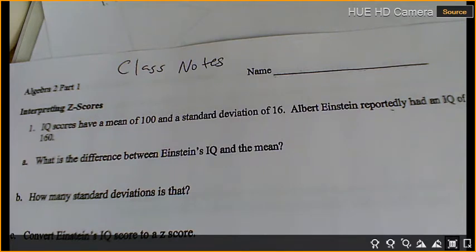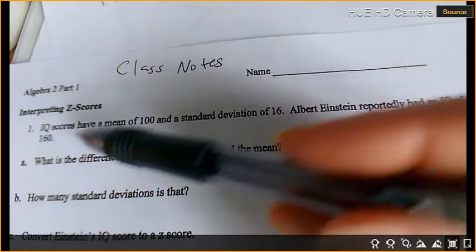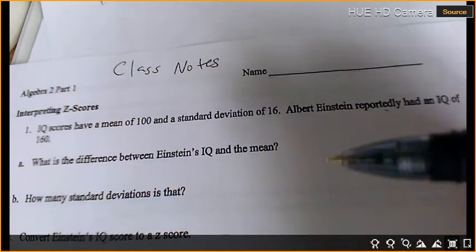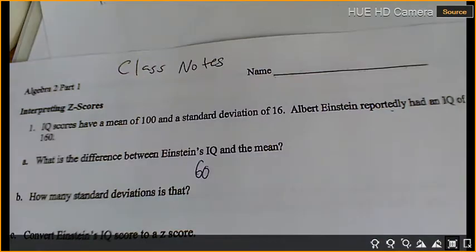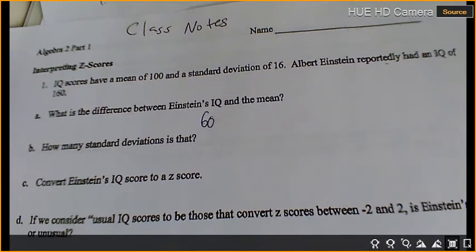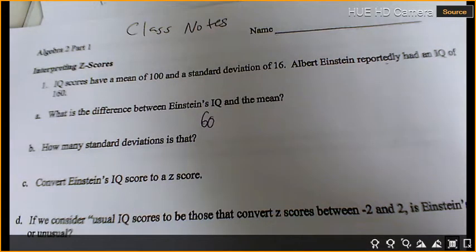IQ scores have a mean of 100, a standard deviation of 16, and Albert Einstein reportedly had an IQ of 160. What is the difference between Albert Einstein's IQ and the mean? How much more of an IQ does he have than the mean? 60. Okay. So how many standard deviations is that? How would I figure that out? 60 divided by 16.